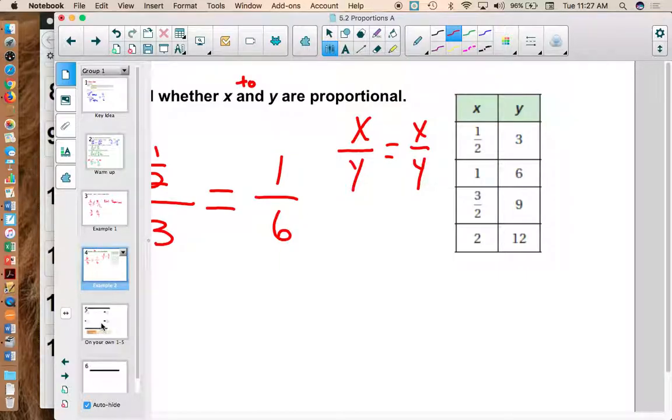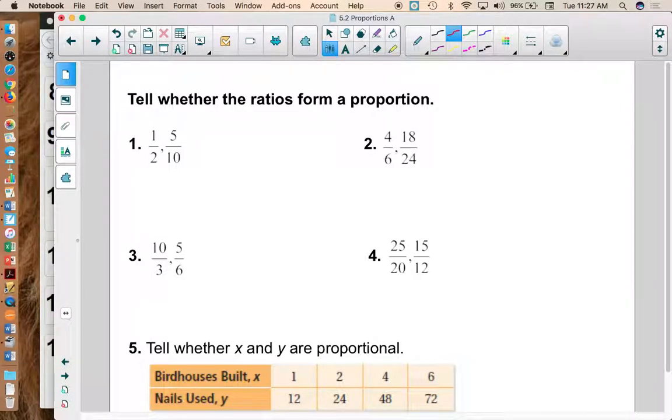All right, I'm gonna go on. See what we got. Look at the two ratios. Do they form a proportion? 1/2 and 5/10. Is it a proportion? Look at it again. Easiest thing in the world. What is 1 times 10? What is 5 times 2? Do you see it then? So 1/2 equals 5/10. So yes, it is a proportion. Okay?